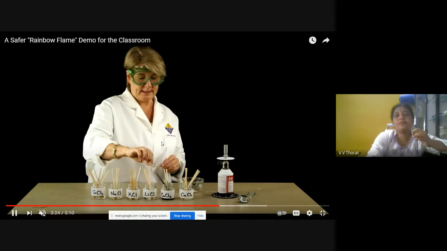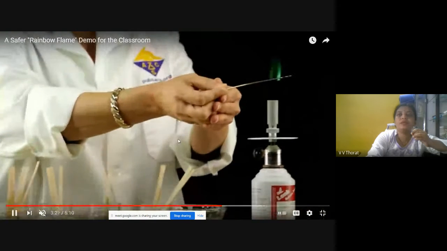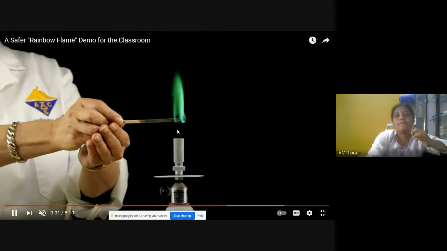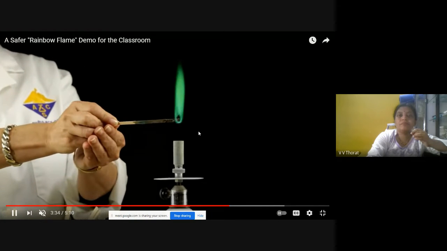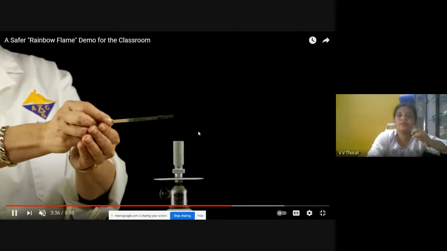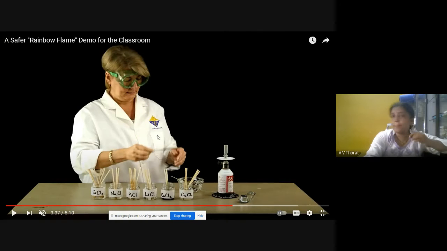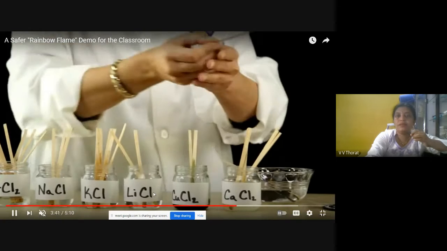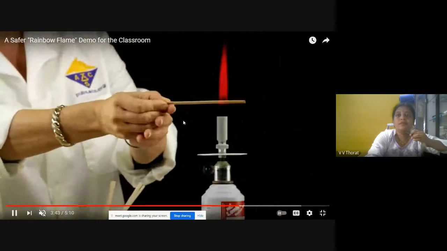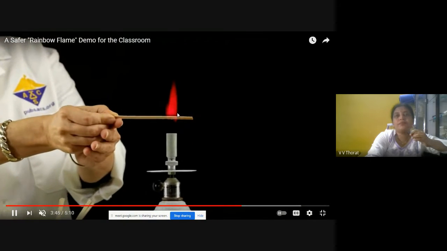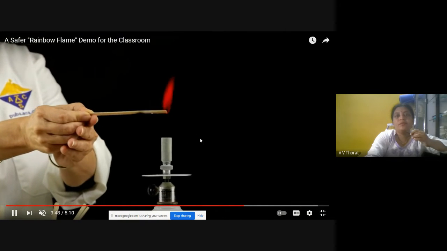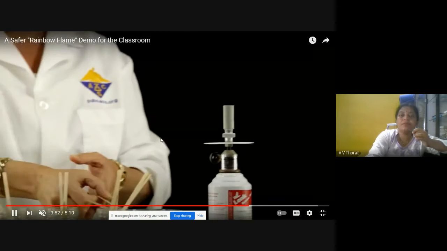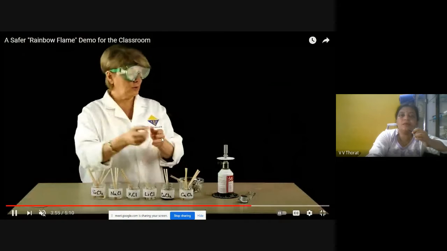Next is copper, a beautiful bluish green. See the beautiful color of bluish green. And this we have done in FYBSc. Many of you used to get the color. Then comes lithium. Yes, you can see the bright red color. This is the color of lithium salt, not necessarily chloride. If it is sulfate, you will get the same color.